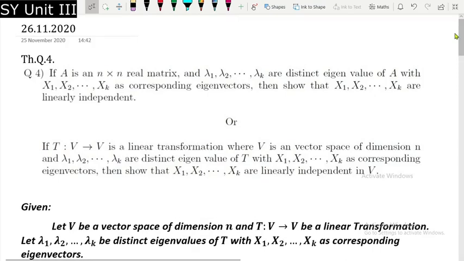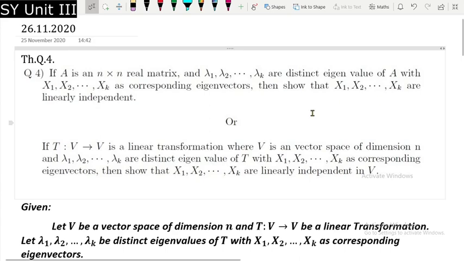So hello my dear students, today we are going to go for the next theory question and then we will go for a few examples on how to find the eigenvectors. We have already seen how to find eigenvalues, right?